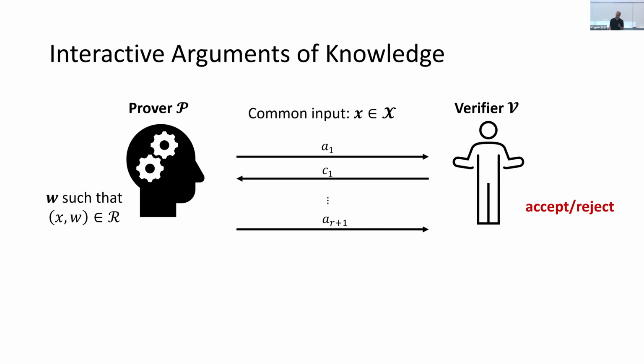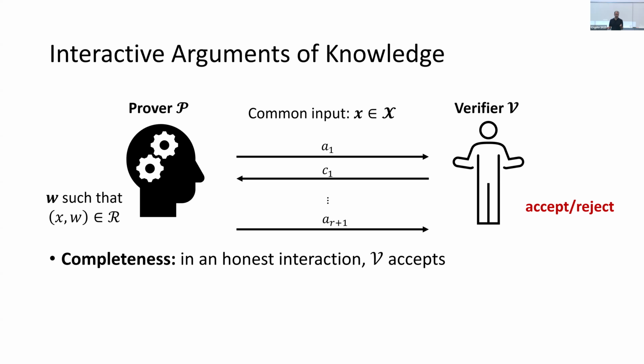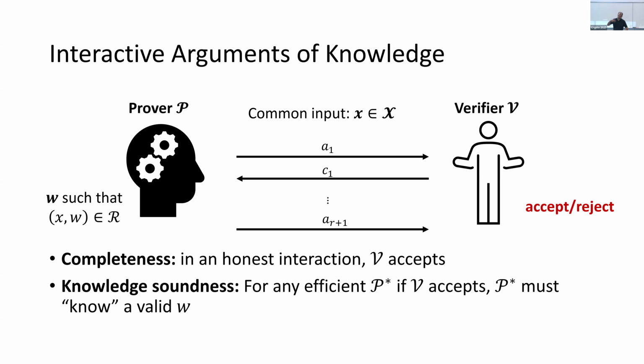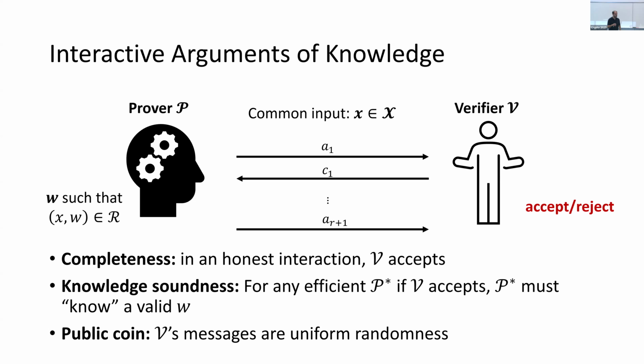So the standard things that we want are completeness. So in an honest interaction, V should accept. Knowledge soundness, that we'll define formally later on. So very informally right now, for any efficient P star, if V accepts, then this P star should know a witness. And we'll make this formal in a few slides. And finally, today, we'll only be interested in public coin protocols, which essentially means that all of these challenges or messages are just uniform randomness.